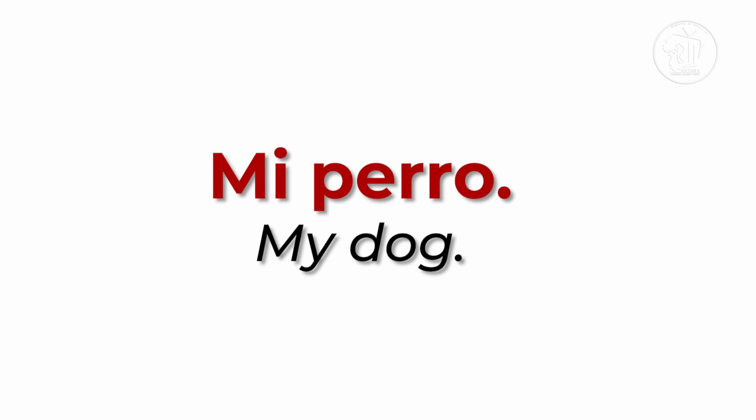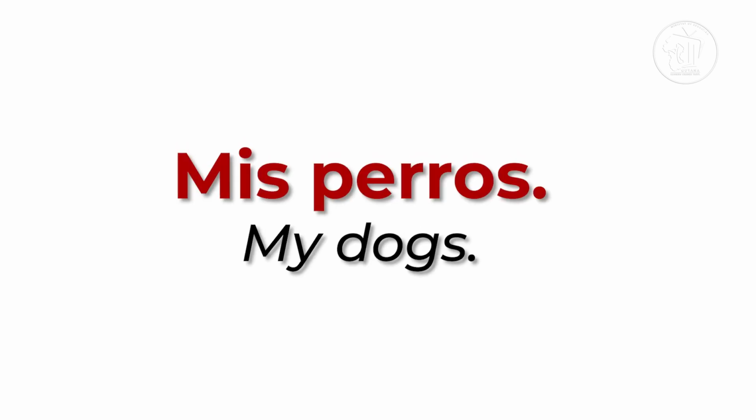So while in English we say my dogs and my dog, in Spanish, my dog, mi perro, the plural would be mis perros. That possessive adjective in Spanish has to be plural in this case as well, if the noun is also plural. So let me repeat that. In Spanish, if you have a singular possessive adjective, then your noun needs to be singular as well. However, if your possessive adjective in Spanish is plural, then your noun must also correspond and be plural.